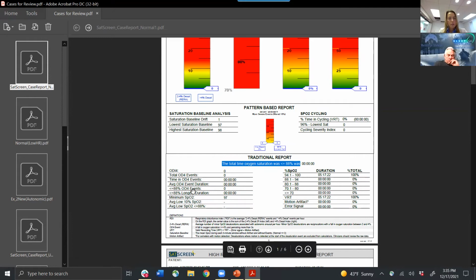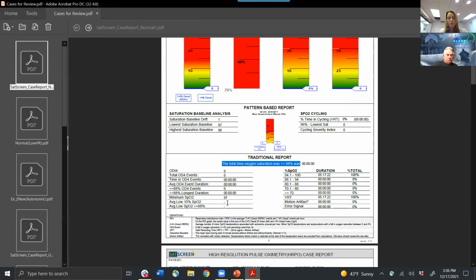Here on this section, we have our ODI, just some traditional basic values. We have the ODI 4. We have received some requests for ODI 3 as well, which we'll be coming out with in Q1 of next year, so that will be reported here as well. We also have the average event duration, the longest events at or below 88%, the minimum SpO2, and then the average low SpO2.